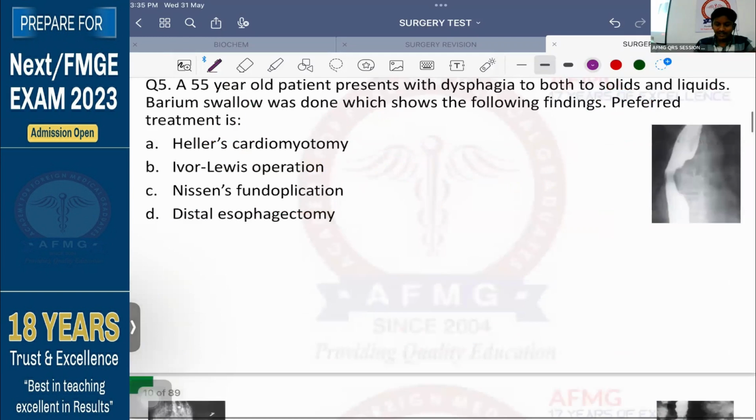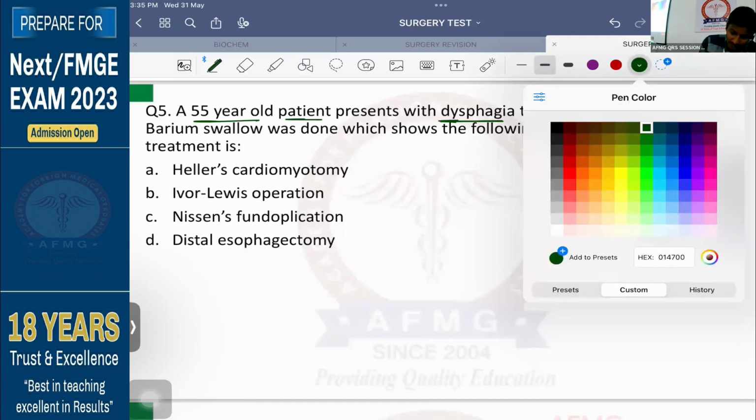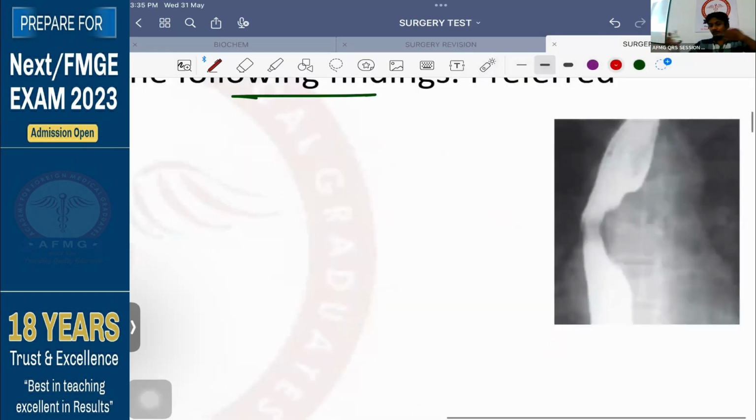Moving further, question number 5 now. It says a 55-year-old patient presents with dysphagia. What is dysphagia? Difficulty in swallowing. He's having difficulty in swallowing for both solids as well as liquids. The barium swallow was done, which shows the following findings. Preferred treatment is. What is the following finding, anybody? क्या दिख रहा है ये?